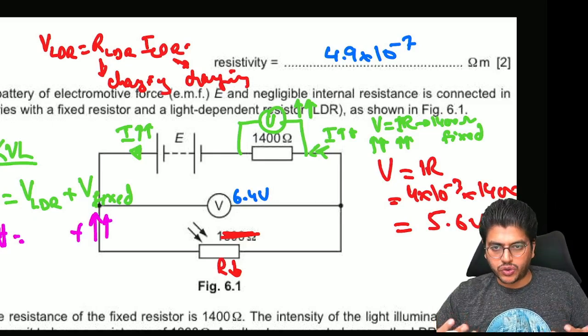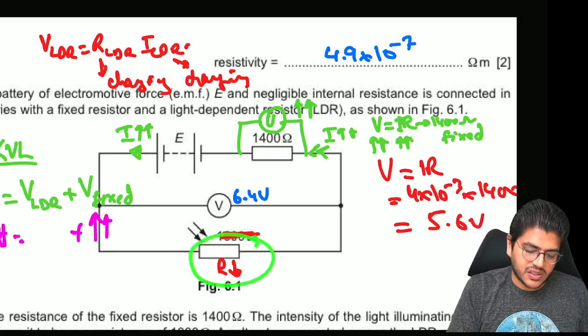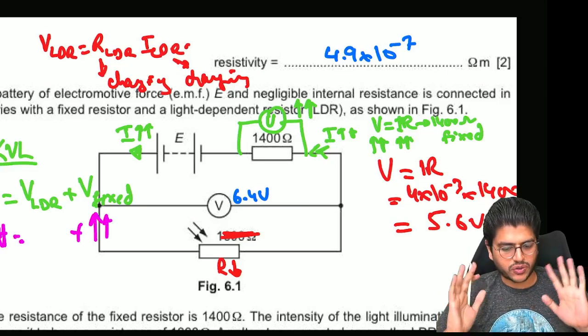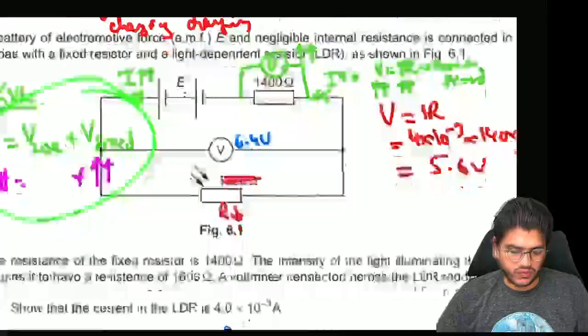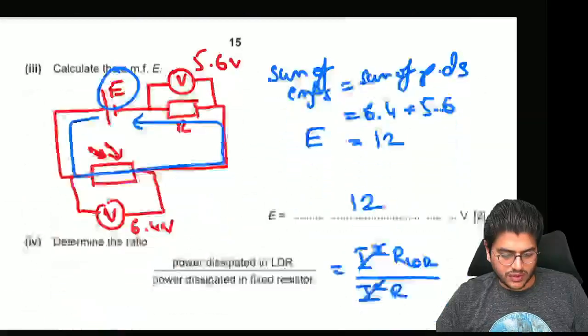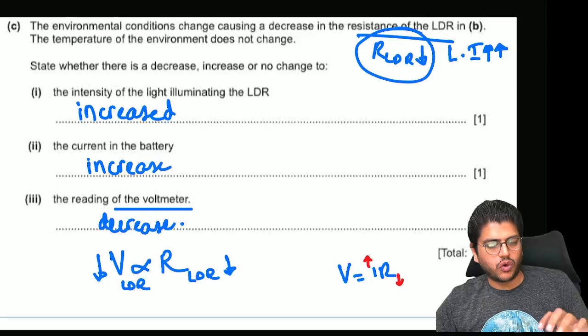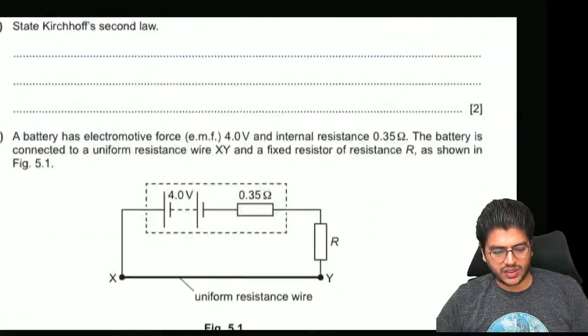So I've told you two ways. One way is that you could simply say that the resistance of the LDR has gone down and resistance is proportional to voltage, hence the voltage across the LDR decreases. And why? I have just explained it to you over here. So that is a long answer to the short question: the voltmeter is across the LDR, hence that voltmeter reading will decrease.